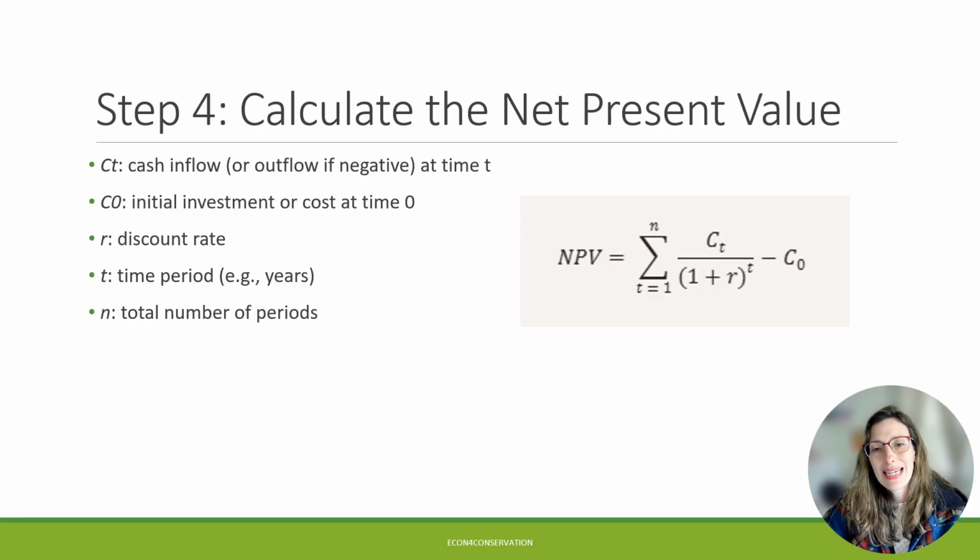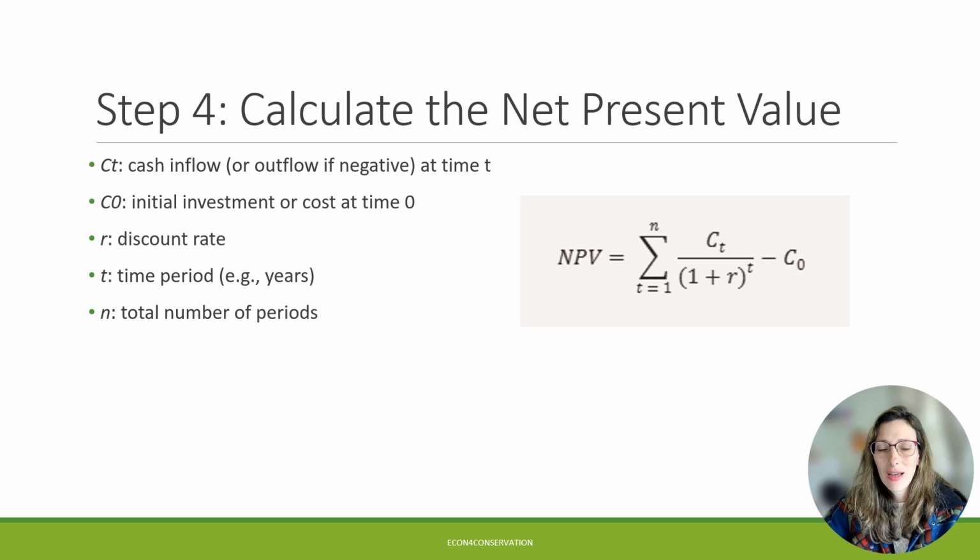Now that you have identified and quantified the costs and benefits, you are almost ready to calculate the net present value, which is the difference between the present value of cash inflows, the benefits, and the present value of cash outflows, the cost, over a specific period of time. Here on the screen, you can see the formula.